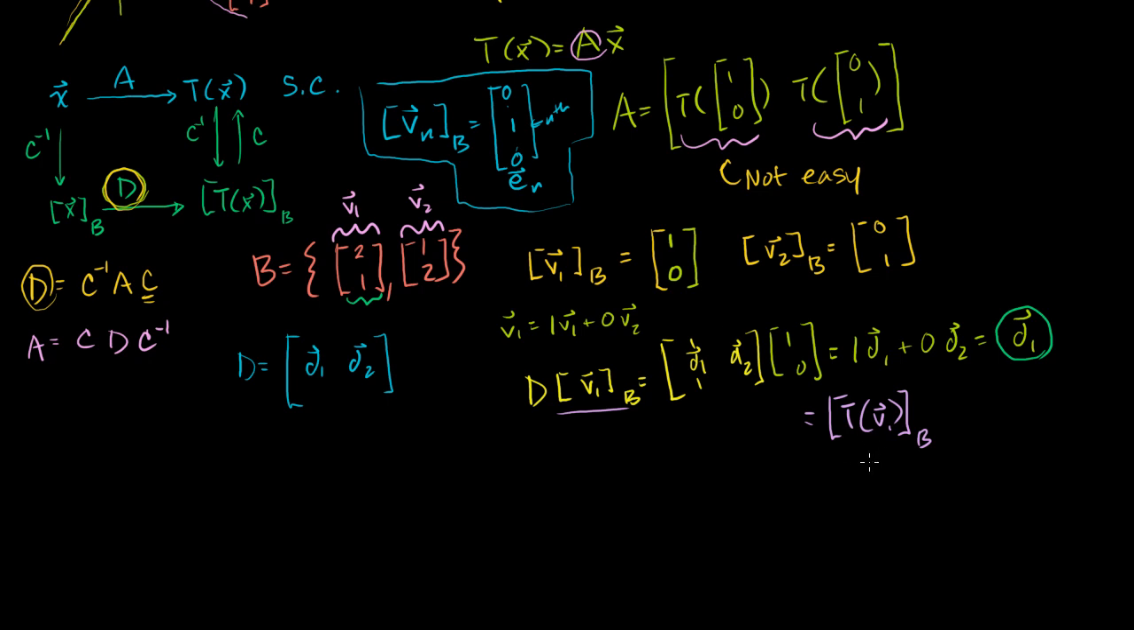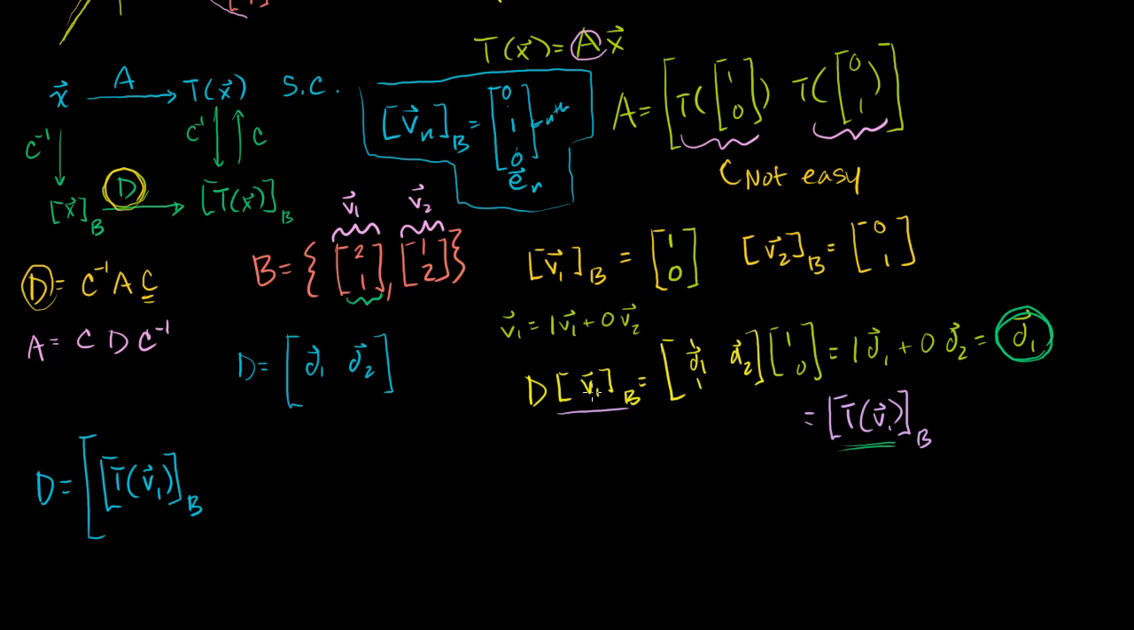Now, what's useful about this? Well, applying this little logic, D times this guy is that guy, we figured out that the first column of D is equal to the transformation applied to our first basis vector in B coordinates. So if I wanted to rewrite D, I could rewrite D like this. The first column is D1, which is the same thing as the transformation applied to v1, our first basis vector, in B coordinates. Now, what is D2?